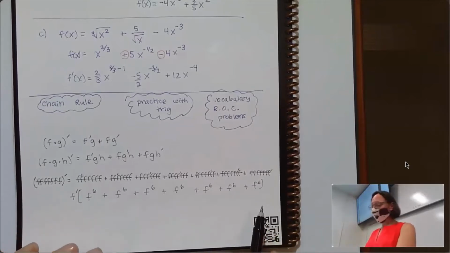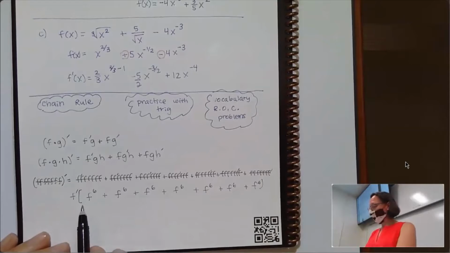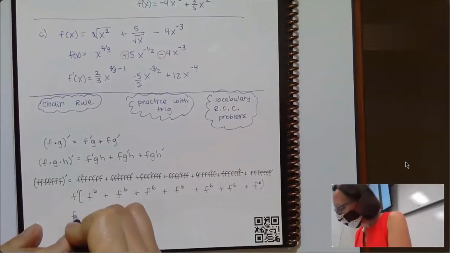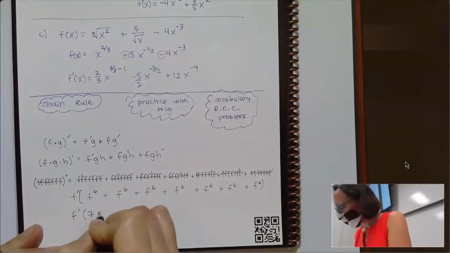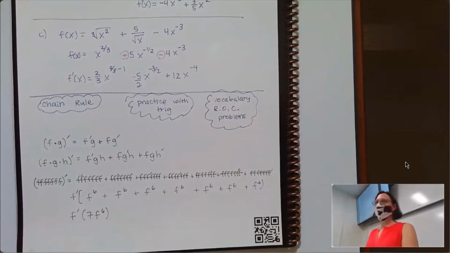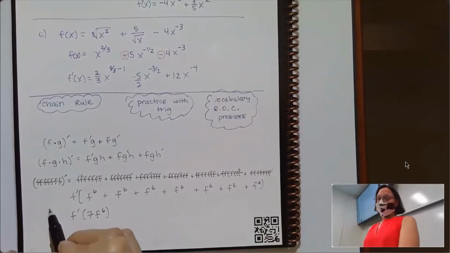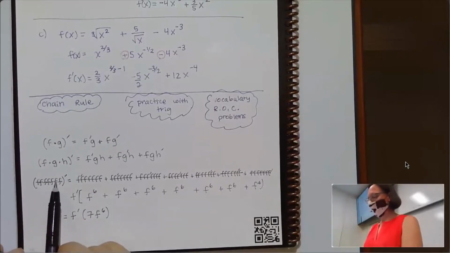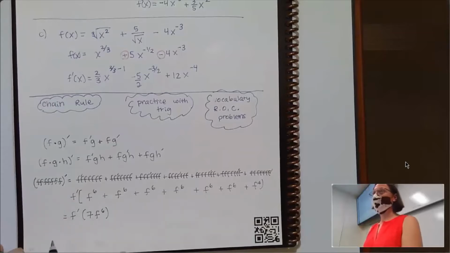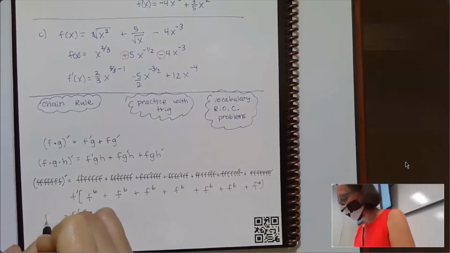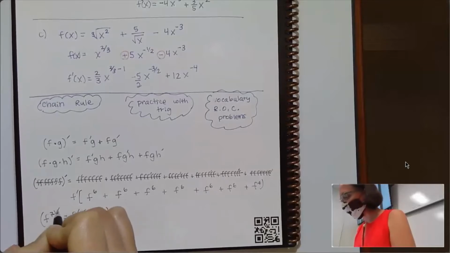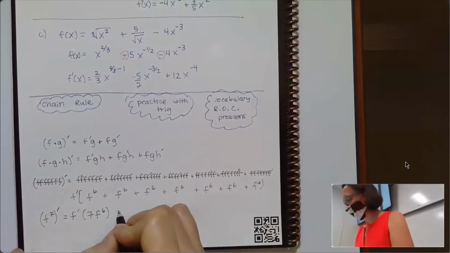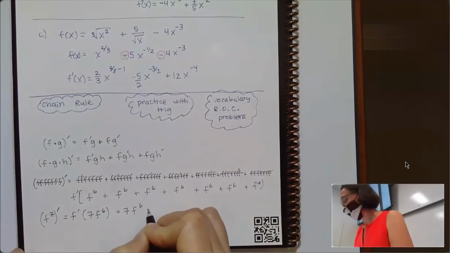Okay, so how many of those f to the 6s do I have? 1, 2, 3, 4, 5, 6, 7. So I've got f prime and then 7 of those f to the 6s. Now I didn't let you in on this little secret, but over here on the left-hand side, that was an f times an f times an f times an f times an f times an f times an f, which I could also write as a power, which means I started with f to the 7th, and then I took its derivative. Now, more traditionally, we'd probably write that as 7f to the 6th times f prime.